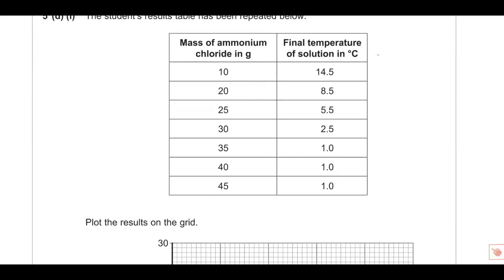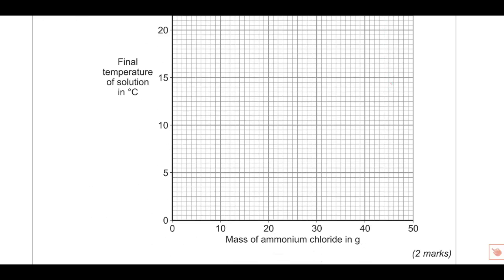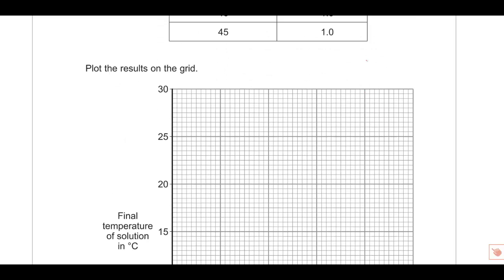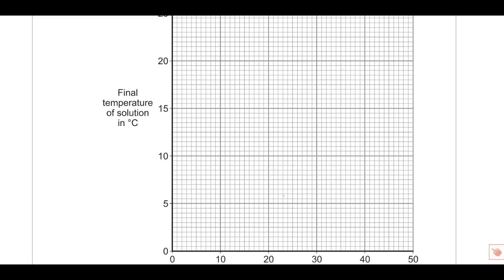So it's the table again, which is nice. It's the same table as before. Good. Repeated. Plot the results in the grid. I'm not going to do this, but it's worth 2 marks. You basically just got to plot the results on the grid. You've got to do so carefully. Make sure you work out that each little one of these is 1, and each 2 of these is 1. So 1, 2, 3, 4, 5, whereas it's 1, 2, 3, 4, 5, 6, 7, 8, 9, 10. So just bear that in mind.